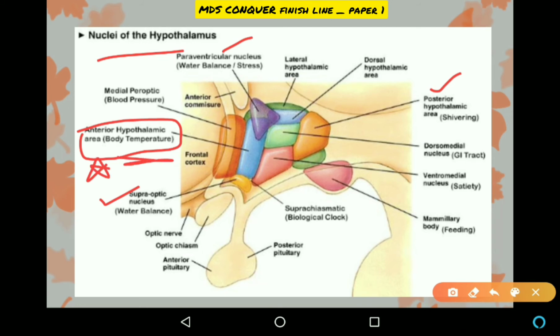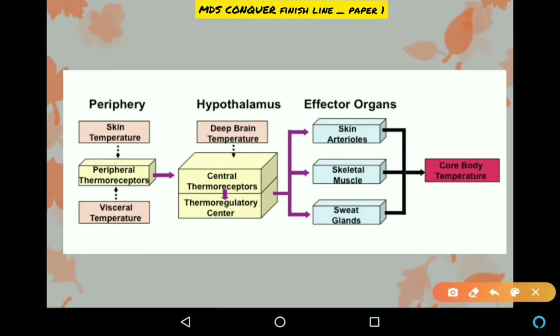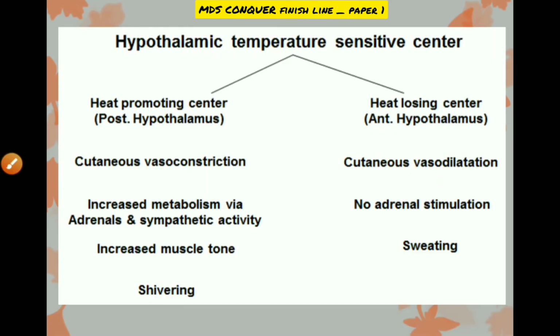So you can mention these types of nuclei, and the anterior hypothalamic area, which helps in the maintenance of body temperature. If you go to the hypothalamic deep brain temperature, it acts on the central thermoreceptors, which act as a thermoregulatory center. And in the periphery, skin temperature is sensed by peripheral thermoreceptors. The central thermoreceptors will affect organs like skin arterioles, skeletal muscle, and sweat glands, which leads to the core body temperature.